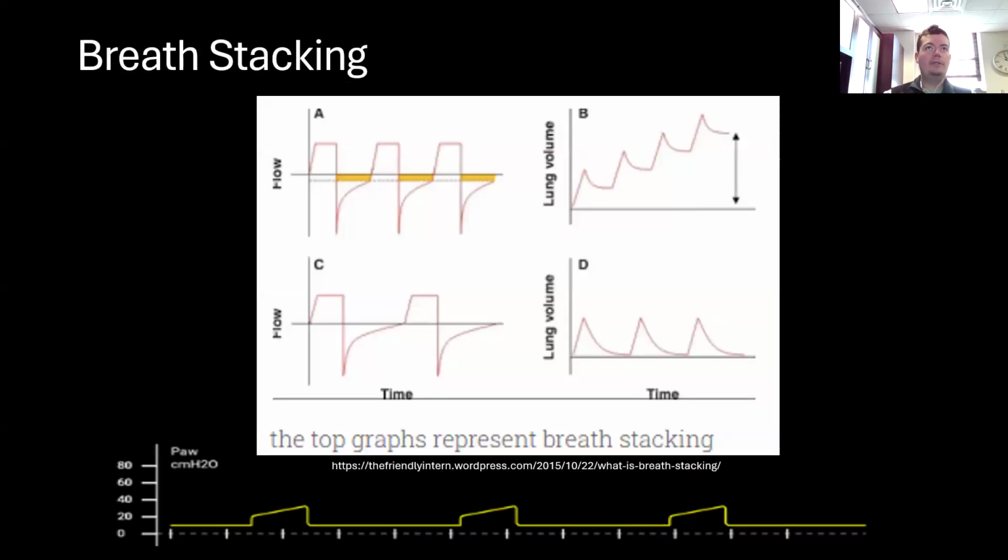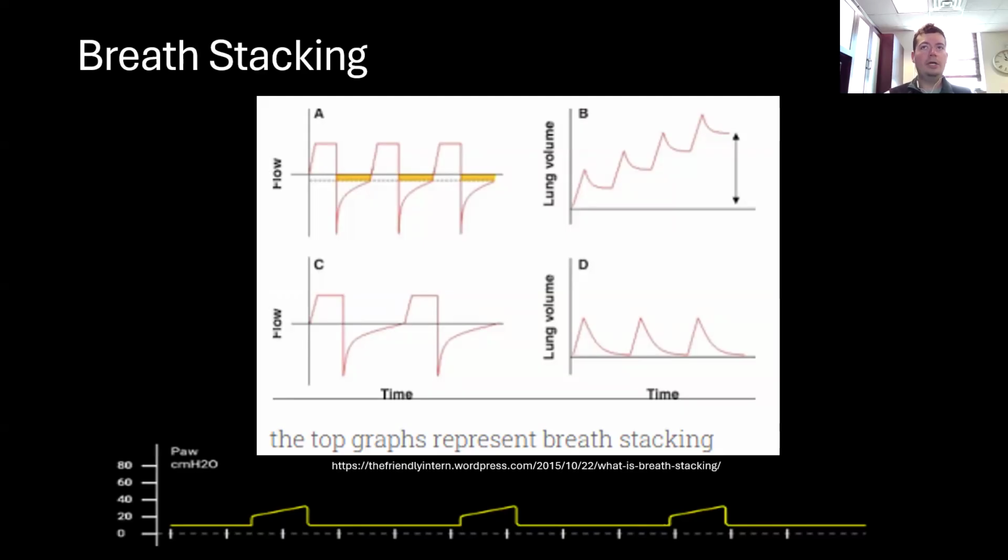So how do we monitor for breath stacking? Let's say that you've intubated a patient with a severe COPD exacerbation, and you've done your very best to give them as much time as possible to expire. How can you know if your strategy is working? And there's a couple of ways to check.